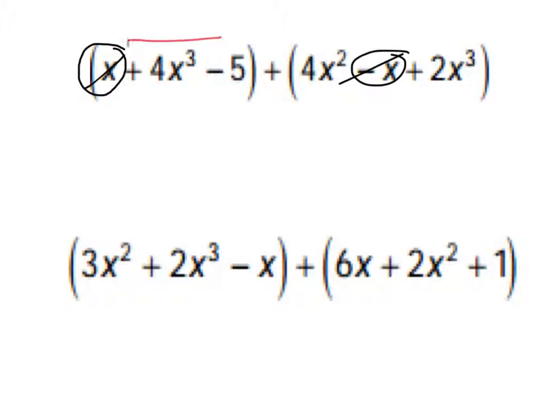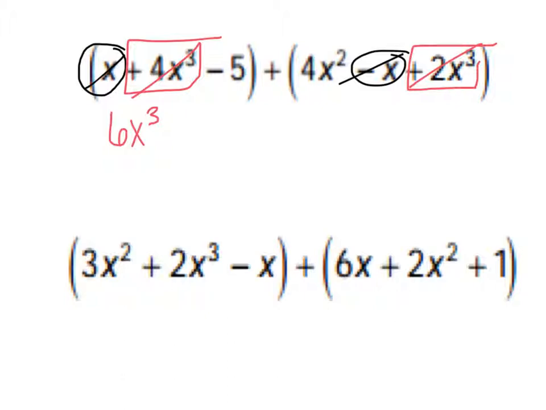Next, I run into a 4x cubed. So again, I look across for any other x cubes, and at the very end of the second parenthesis, it's a like term. They're both positive, so that makes a 6x cubed. And then cross them out because we used them up.